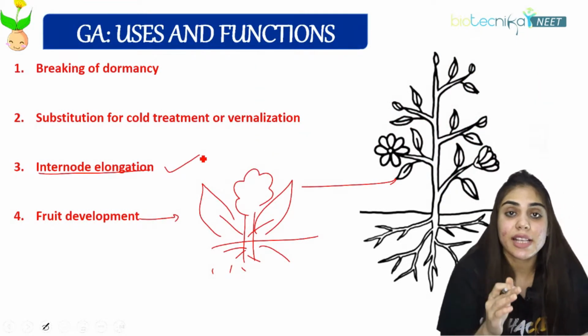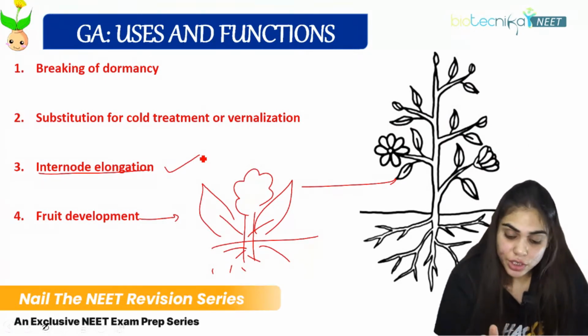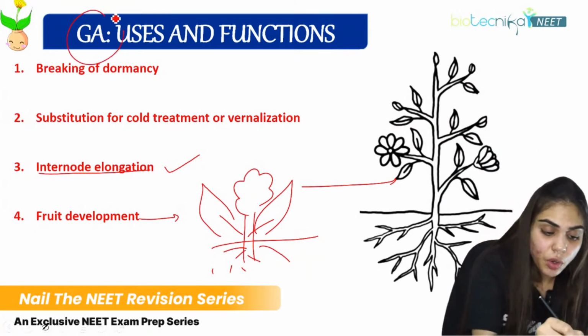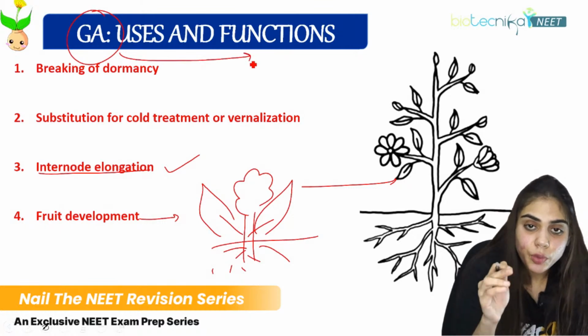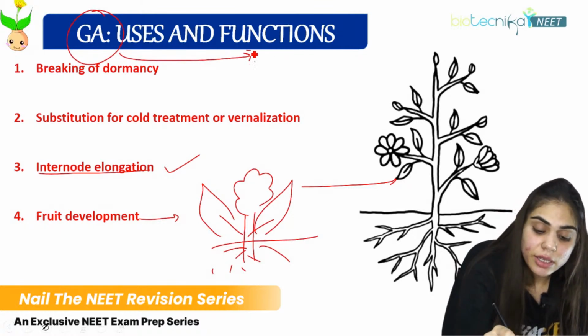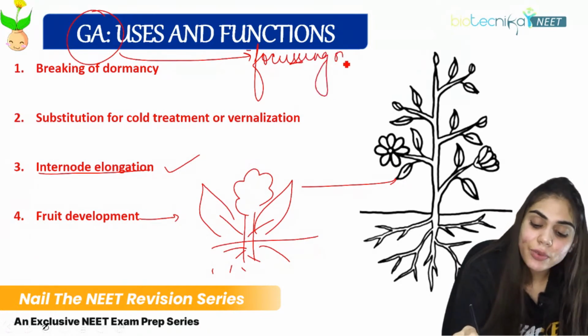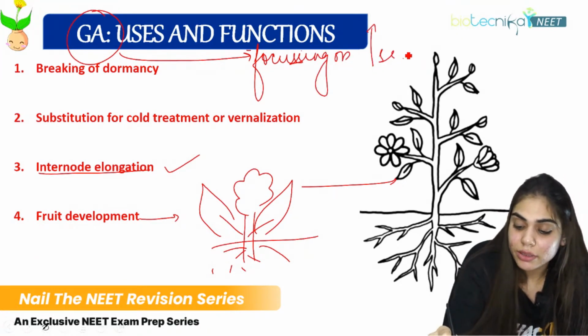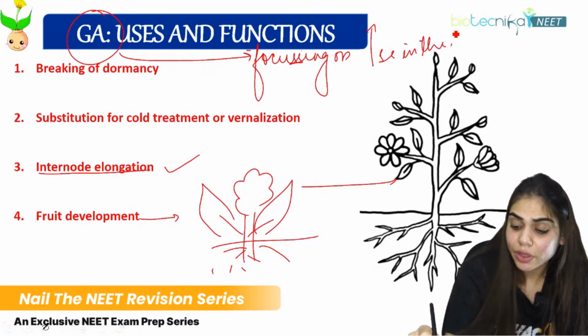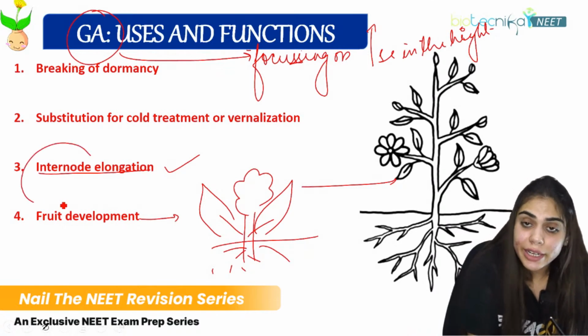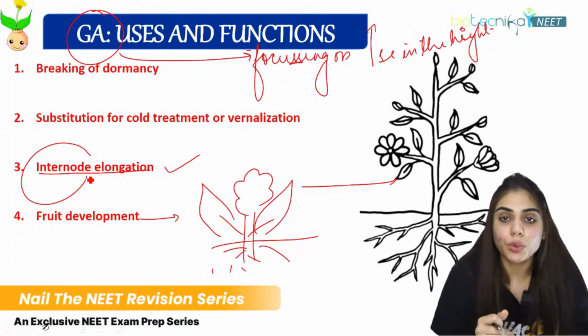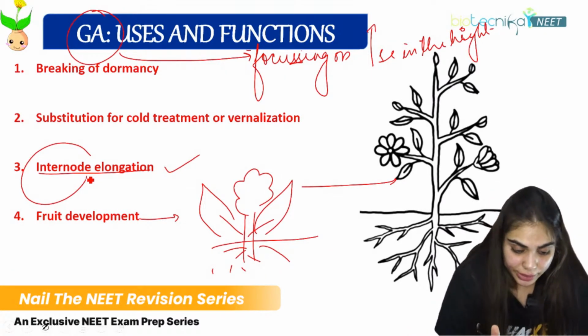This is how it is helping in internode elongation, because when I'm talking about gibberellic acid, this should immediately come to your mind, because I'm mainly focusing on the increase in the height of the plant. How is the height of the plant increased? Because it is causing the internodes, the part between the two nodes, to elongate or increase.